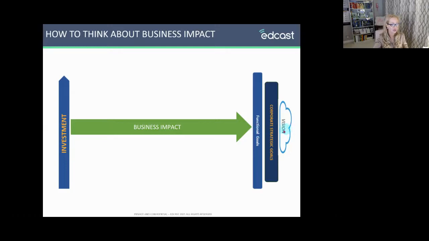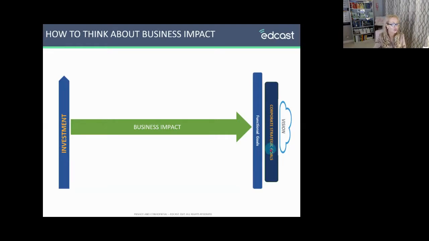So we have a vision driven by the strategic goals, all driven by the functional goals. And in order to achieve our vision and our goals, we know we need to make investments. And where do we need to make those investments? Well, we decide based on the goals we are trying to accomplish. So we may make certain investments over here on the left, and we need those investments to drive the business impact so that we can achieve our functional goals, so we can then achieve our strategic goals, so we can realize our beautiful vision that we have set forth.